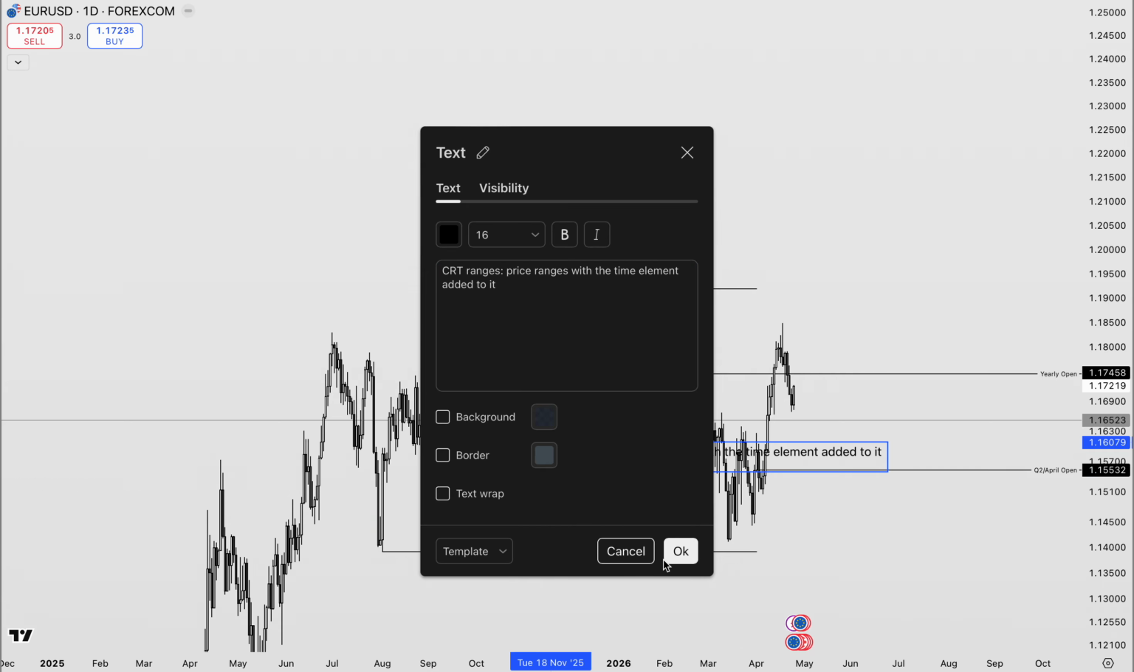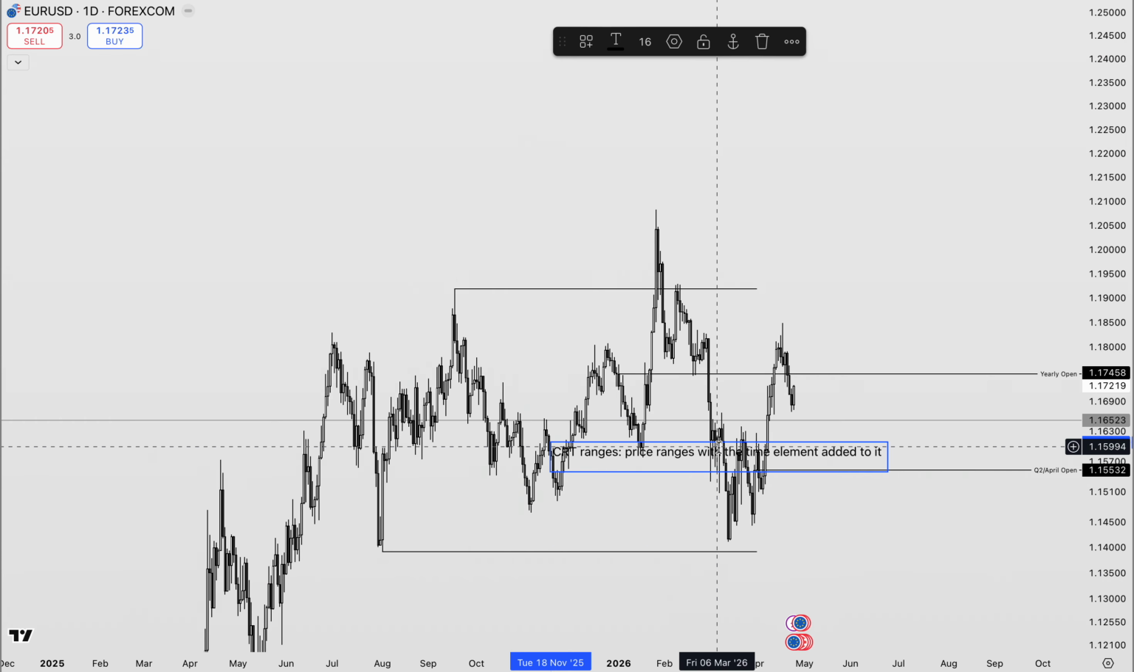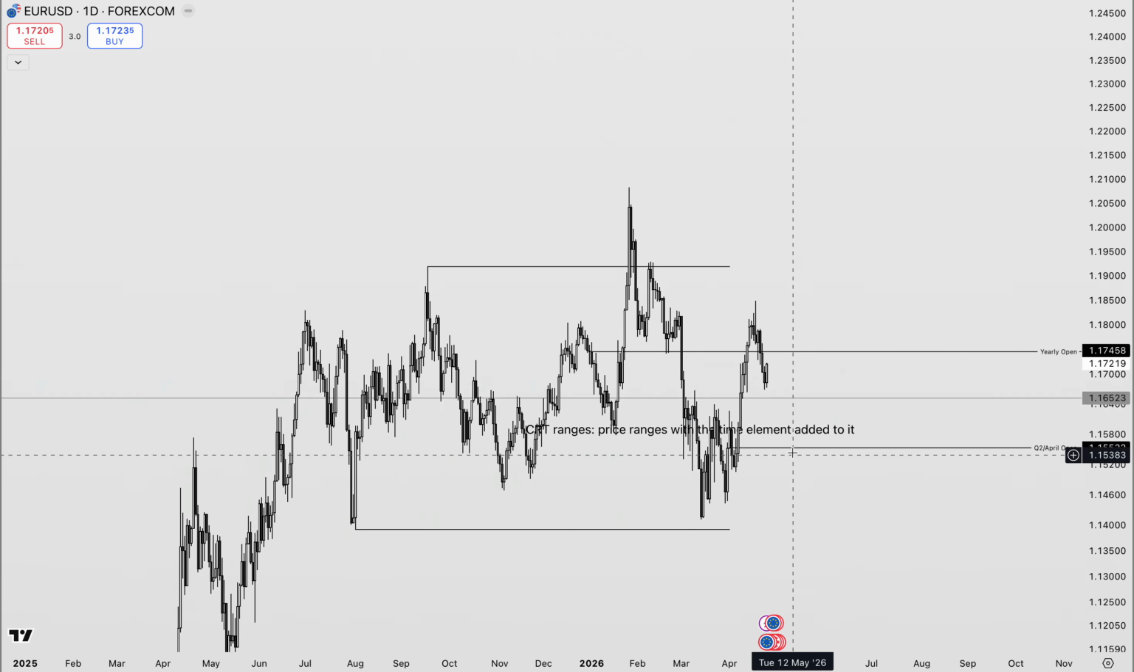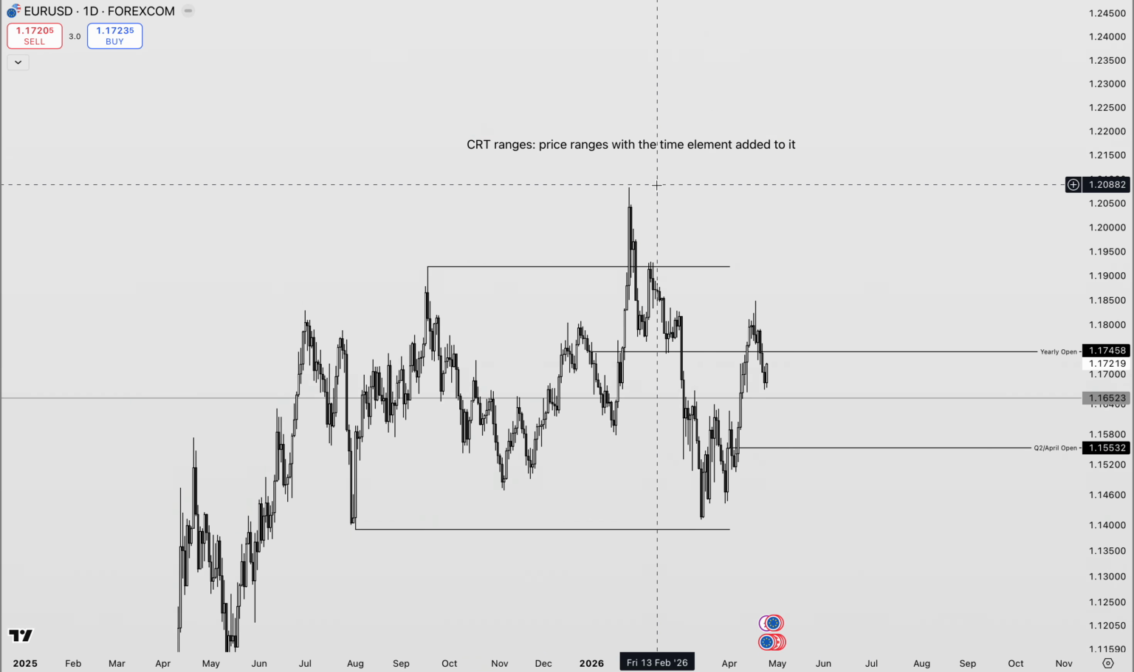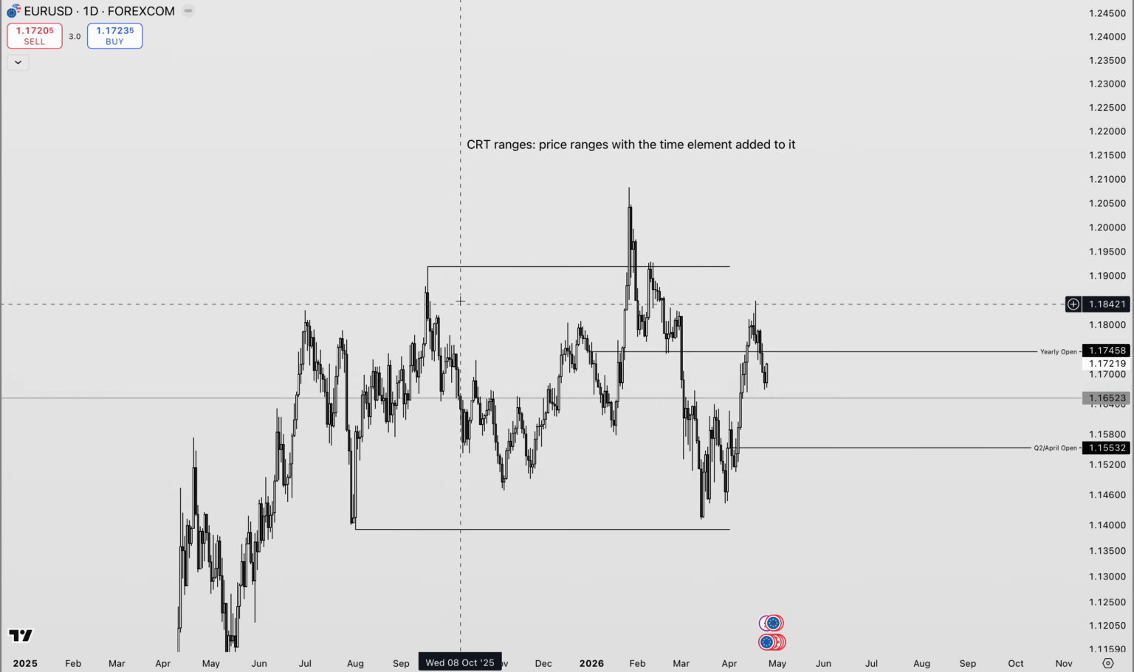Okay, CRT ranges. Price ranges, with the time element added to it, okay?